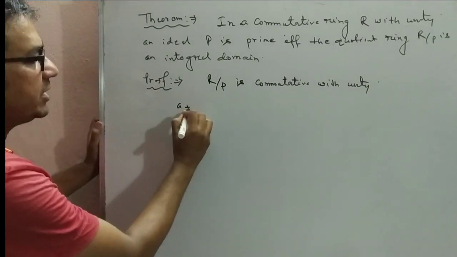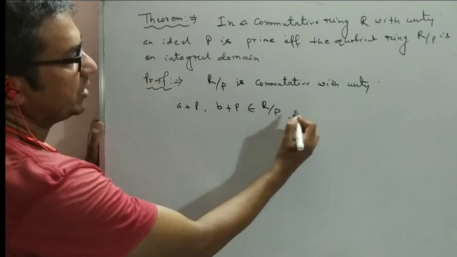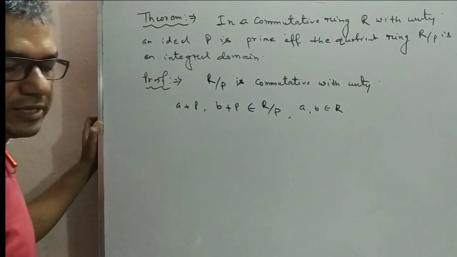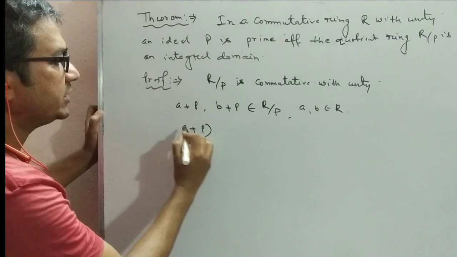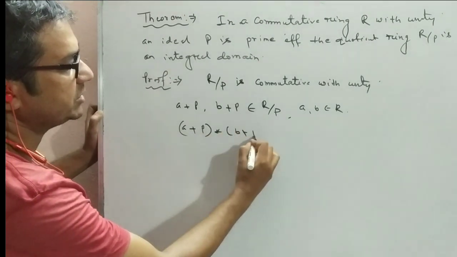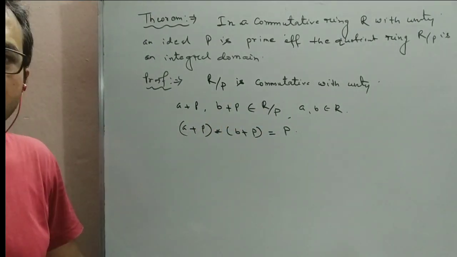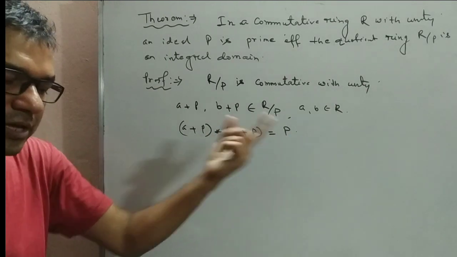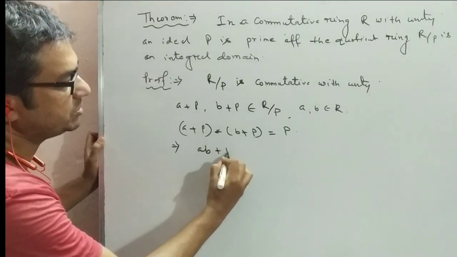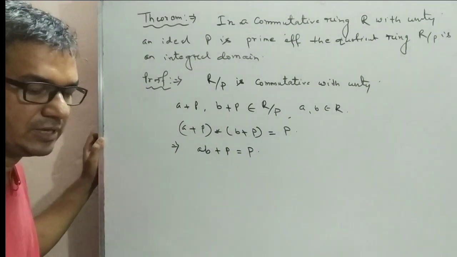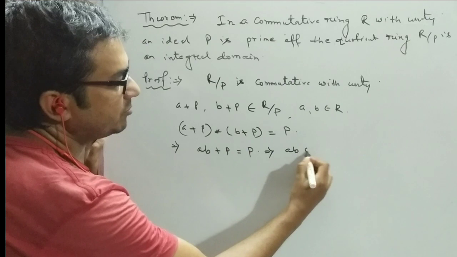Let A + P and B + P be 2 elements of R/P, where A, B are both elements of the ring, and also let (A + P) * (B + P) equal the 0 element of the quotient ring. We let the product of 2 elements be the 0 element, and from the definition of product we have AB + P = P, and this holds only if AB belongs to P.